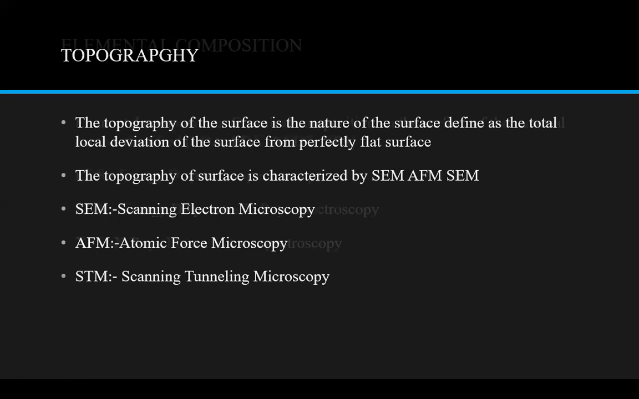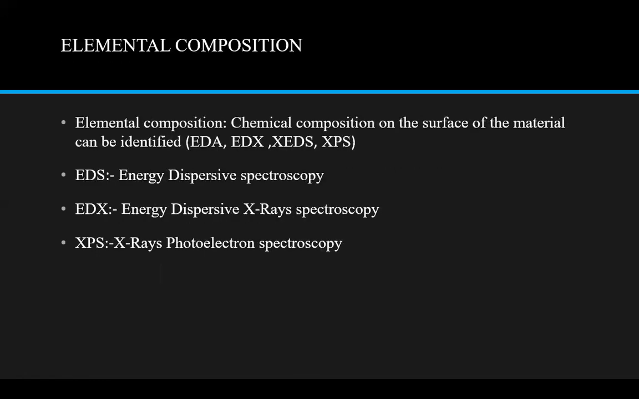Elemental composition is a type of chemical composition in which the material can be identified by EDS, EDX, XEDS, and XPS. EDS is abbreviated as energy dispersive spectroscopy, EDX is energy dispersive X-ray spectroscopy, and XPS is X-ray photoelectron spectroscopy.